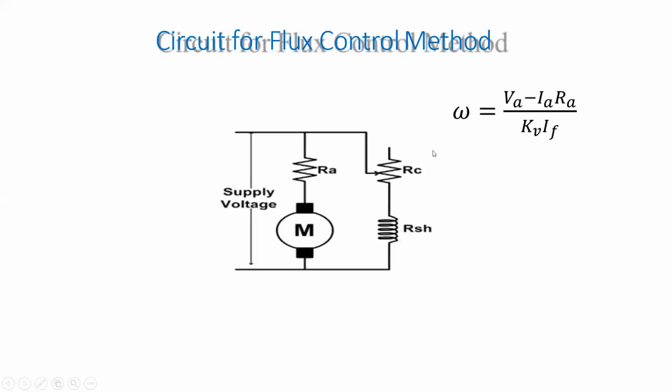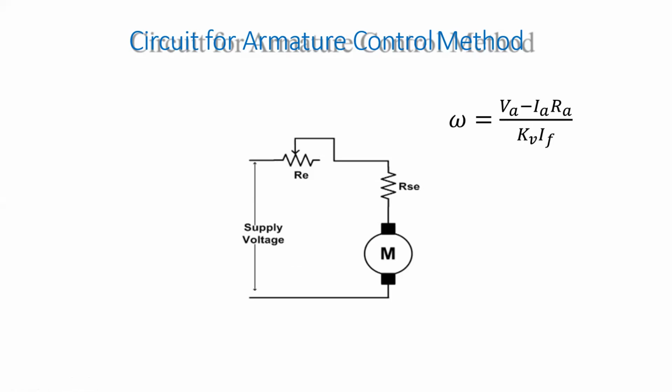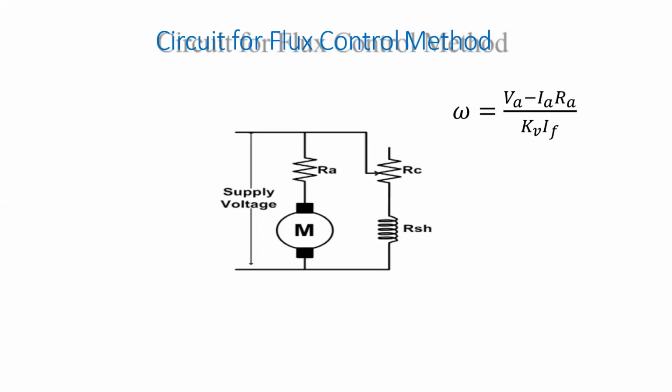As VA is controlled, that equation is there: omega, meaning speed, is proportional to VA minus IARA by KA phi, or KA into IF. So depending on the variation of voltage, we can change the speed. That is the armature control method. And second is the flux control method, in which the armature winding is connected directly to supply, and for the field winding, we are changing the value of current flowing through the field winding with the help of this variable resistance or variable potentiometer arrangement. By varying this field current, we are changing the speed, because speed is inversely proportional to this IF.